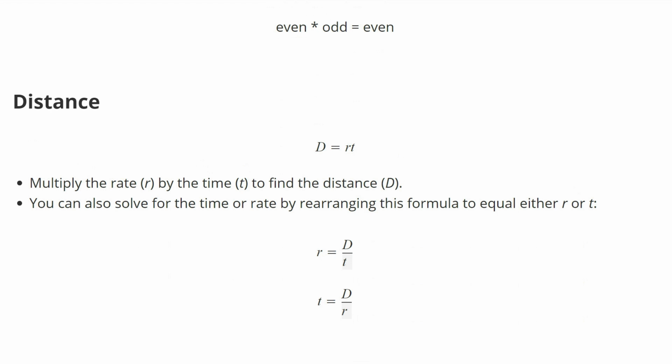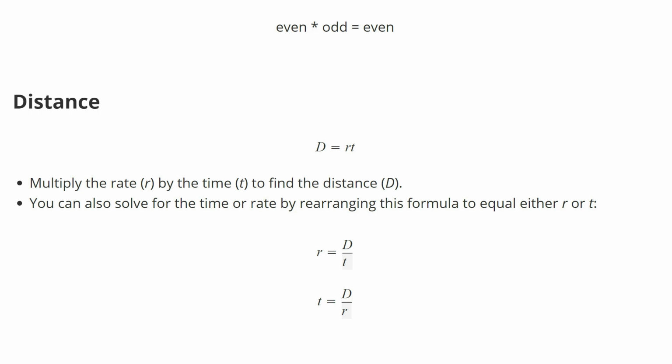It's a triangle with D at the top and then S and T at the bottom. So D at the top and then S times T at the bottom. And the beauty of that triangle is that you can just cover up one of the letters that you're trying to find and the triangle will tell you instantly what to do. So for example, if you want to know the time, you cover up the T and it says D over S, distance divided by speed. Cover up the distance if you want to find the distance and it says speed times time. Cover up the speed if you want to find the speed and it says distance divided by time.